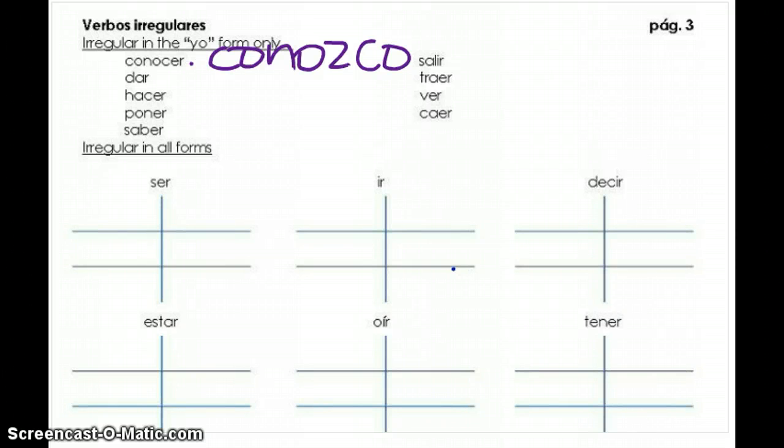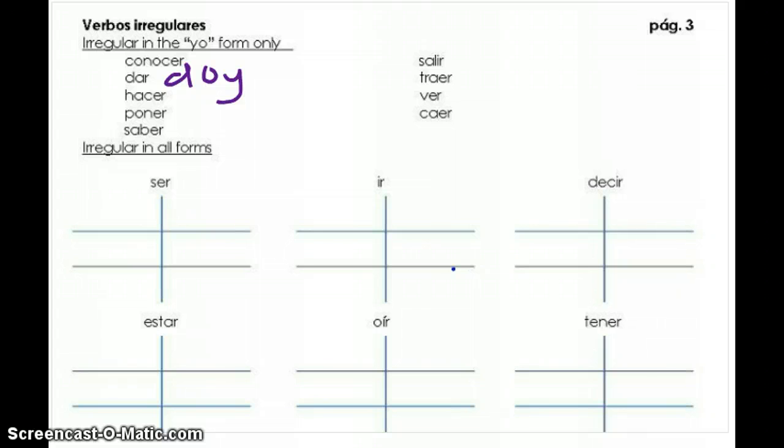Okay? And then next up is dar. And dar means to give, and you're going to write doy, D-O-Y, and that means I give. Next up, hacer, hago. I do or I make. Poner, pongo, I put.